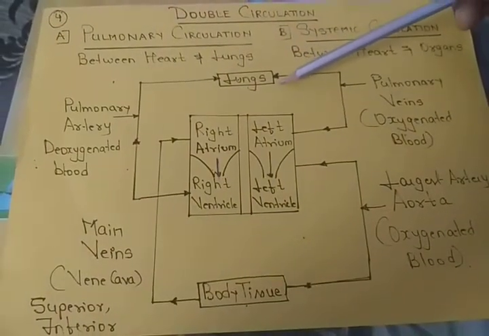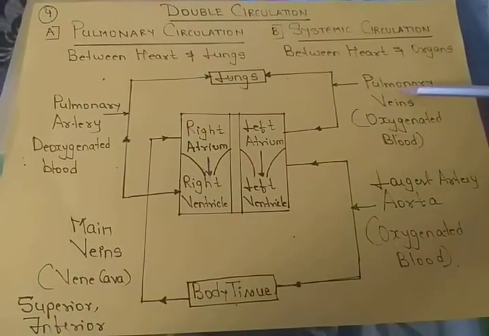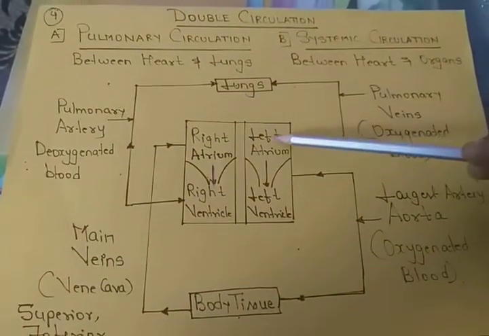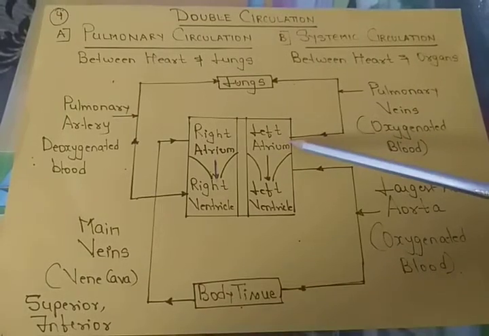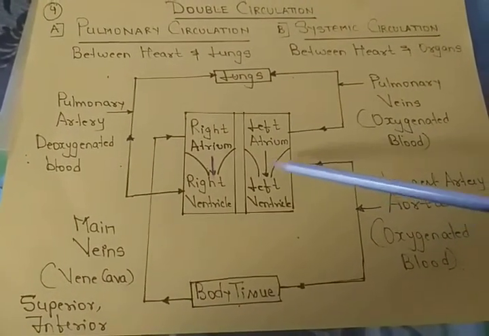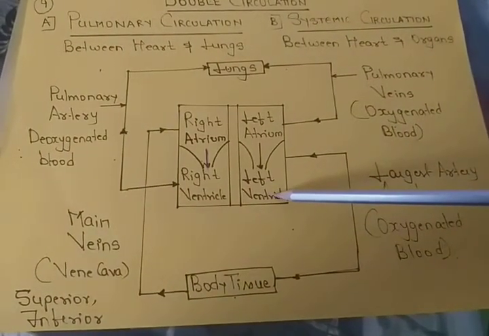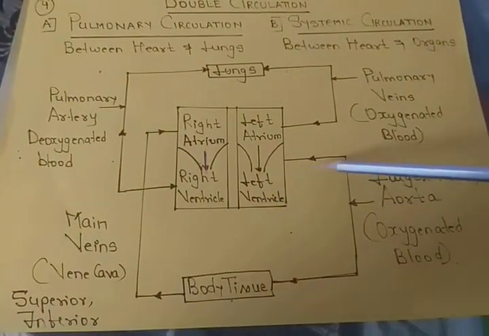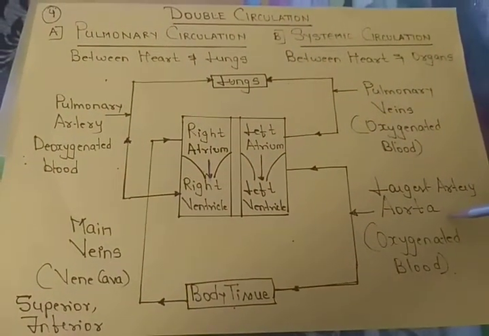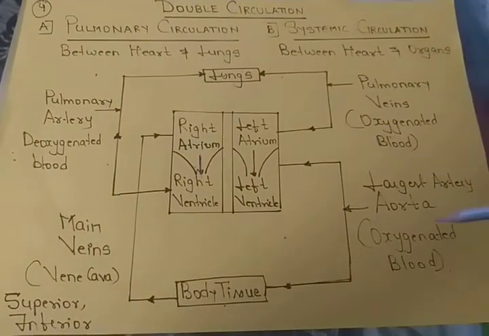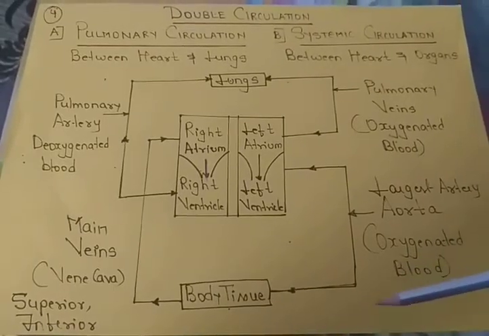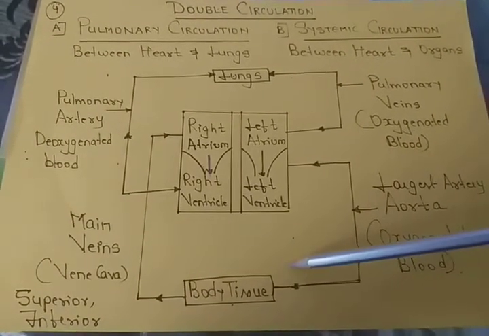Now this oxygenated blood is taken with the help of pulmonary veins and poured into the left auricle or left atrium. From the left atrium, with the help of the bicuspid valve, the blood enters into the left ventricle. From the left ventricle, the blood takes the route of the largest artery, that is the aorta. And from the aorta, the blood goes to each and every part of the body.